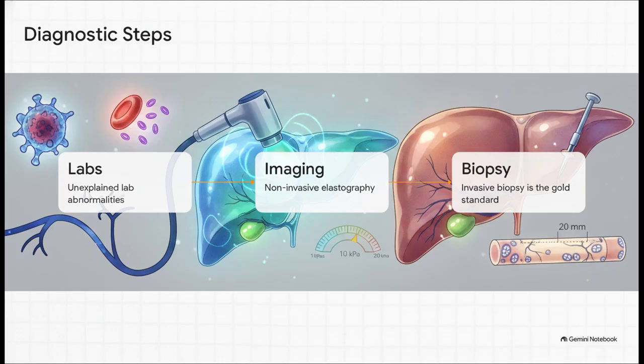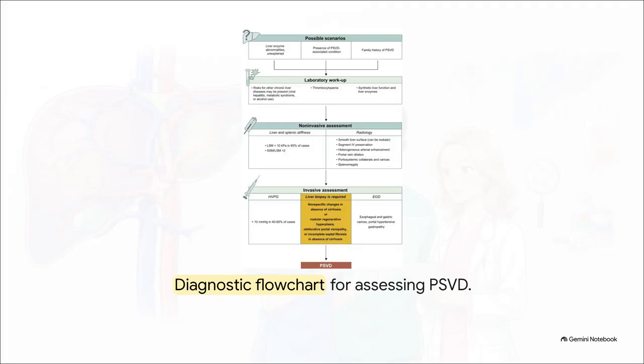But here's the catch. Because non-invasive tests aren't foolproof, the absolute gold standard for catching PSVD is an invasive liver biopsy, and it has to be a robust one. The specimen needs to be at least 20 millimeters long to ensure the pathologist actually has enough portal tracts to find those incredibly subtle microscopic clues we just talked about. Let's see how this builds into a really comprehensive diagnostic algorithm.